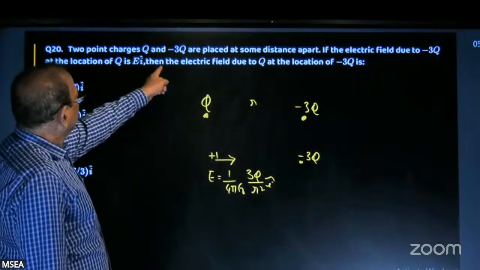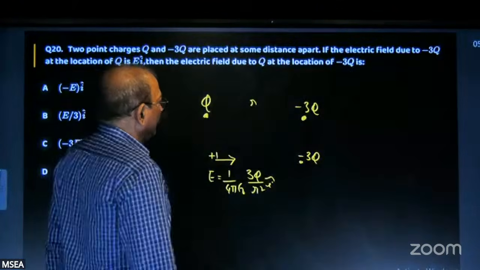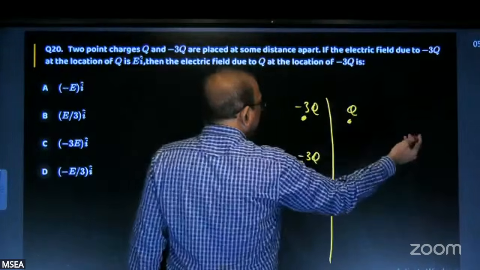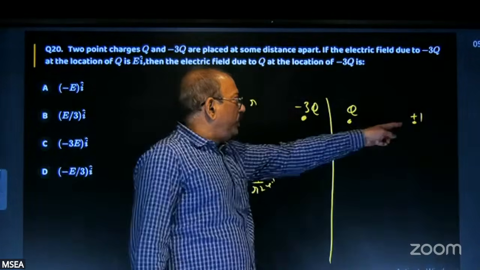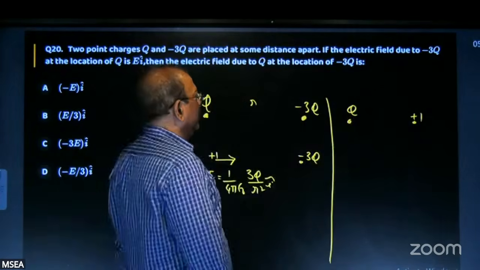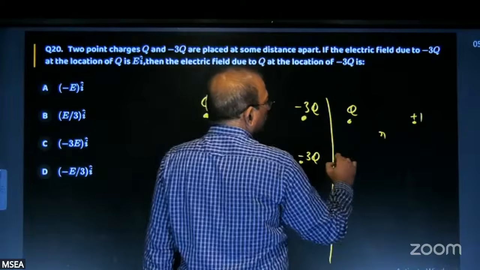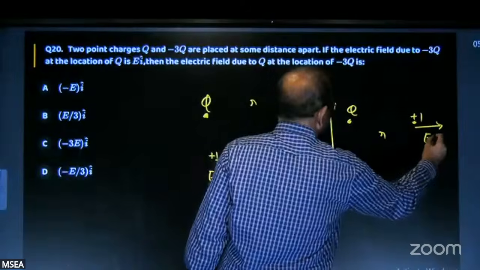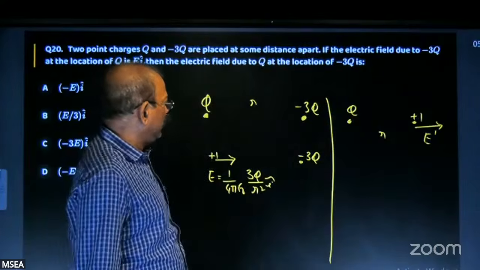Now he is asking the electric field due to q at minus 3q. That means here q is there. At minus 3q, assume there is a unit positive charge. Then because of q, that unit positive charge will experience how much force? You find. What is that force? This q is a positive charge, so it will repel it. So away it will act. E dash. Away means it is acting along the positive x-axis only.